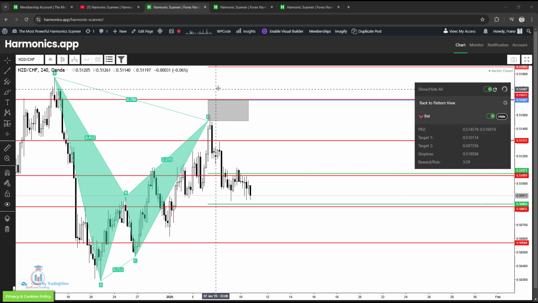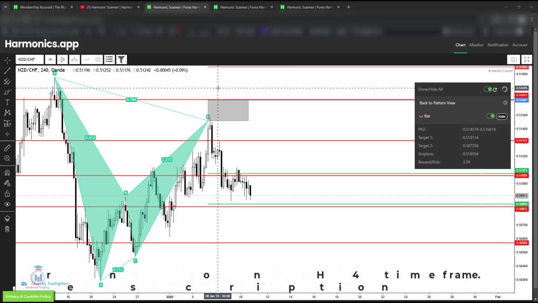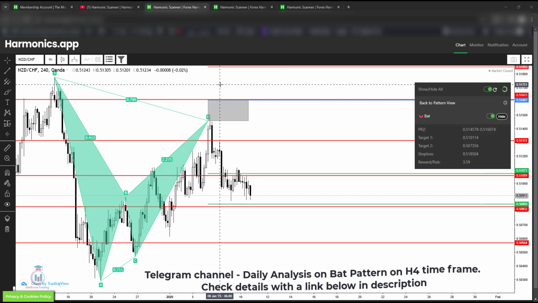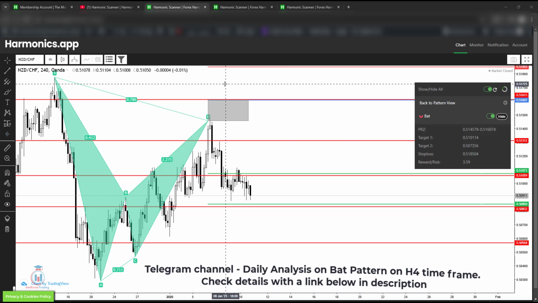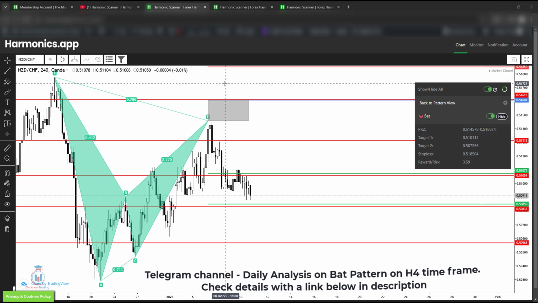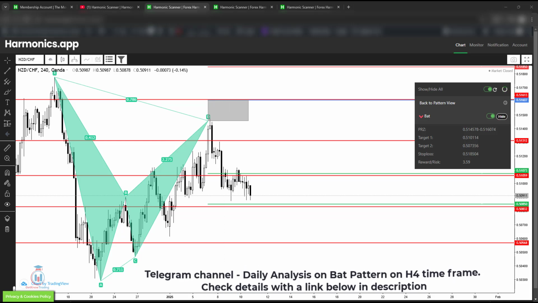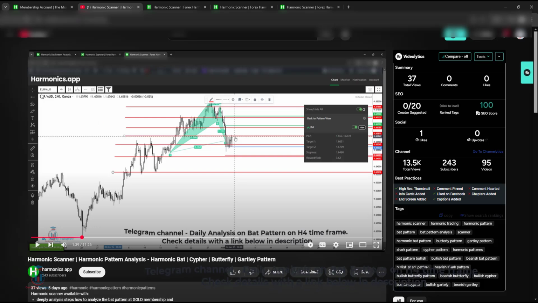In this week I will also check how the price has behaved in the previous week, and whether there are any patterns for the next week, and also how to use the Harmonic Scanner in your favor. First of all, I would like to show you that in the previous week analysis I used euro against Australian dollar on the 4-hour time frame.